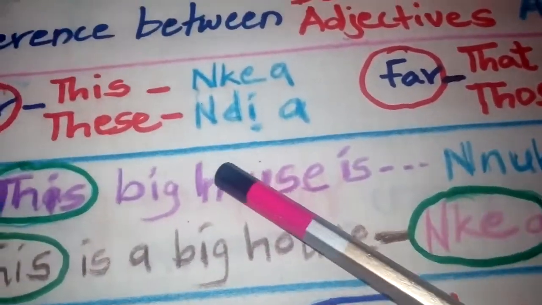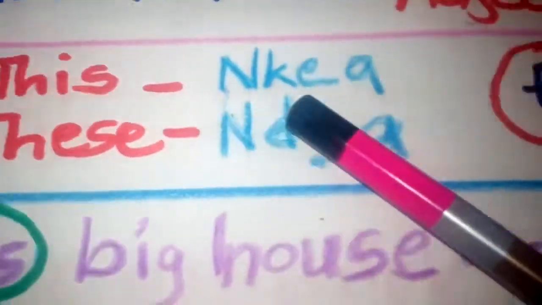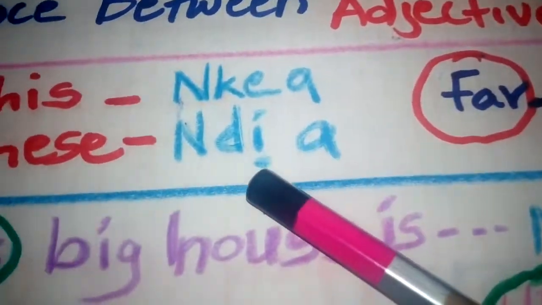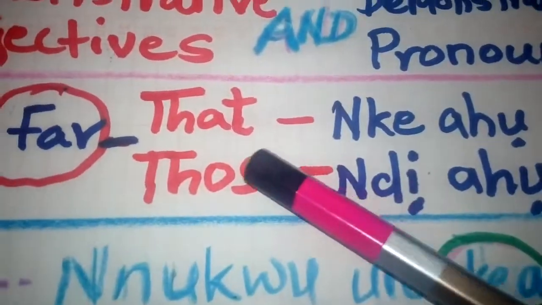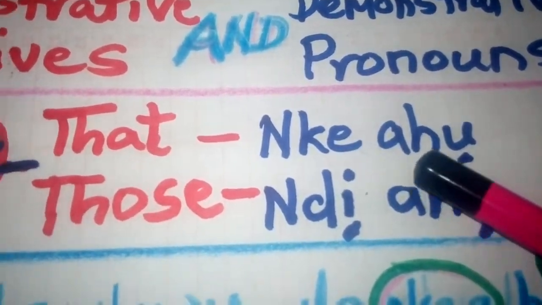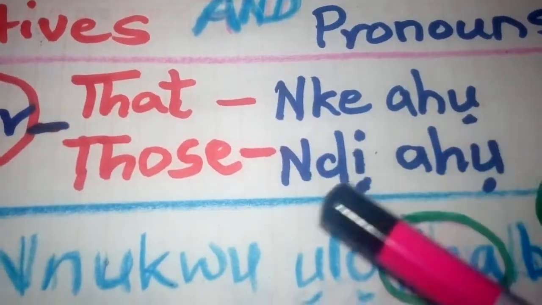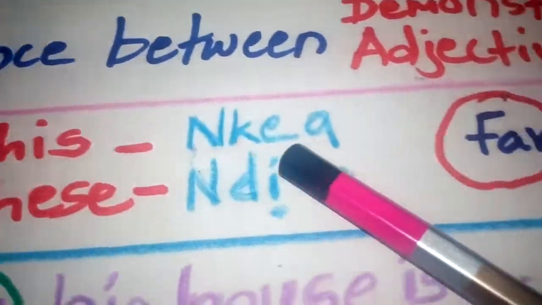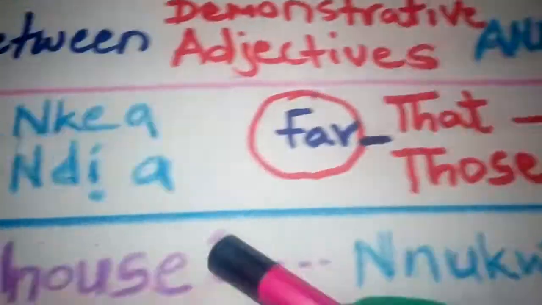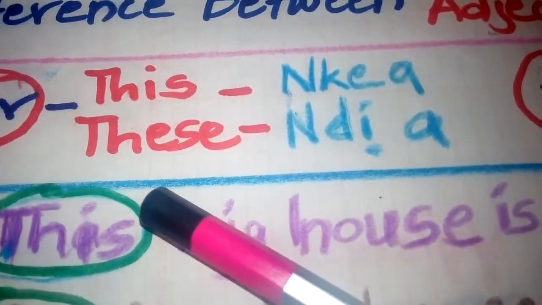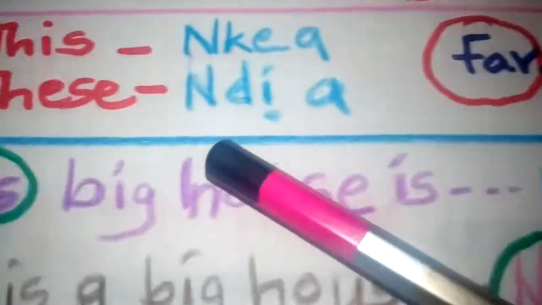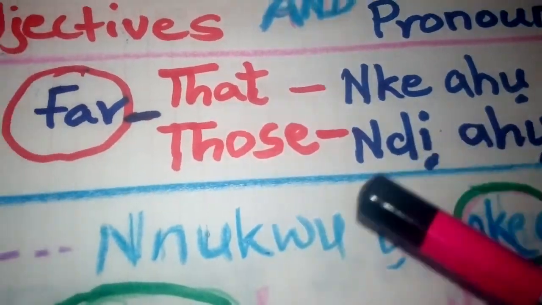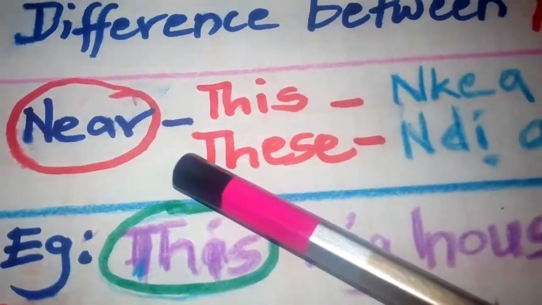So by use of these words: this, that's nka in Igbo language; these, ndị a; that, nka ahụ; those, ndị ahụ. So this and that, that's nka na nka ahụ, that's singular. Plural, these and those, ndị a na ndị ahụ, that's far and near.